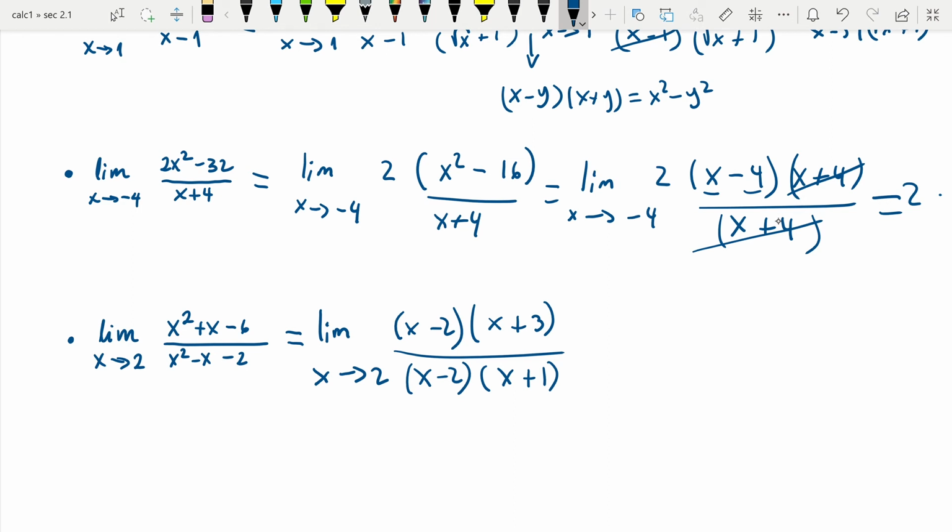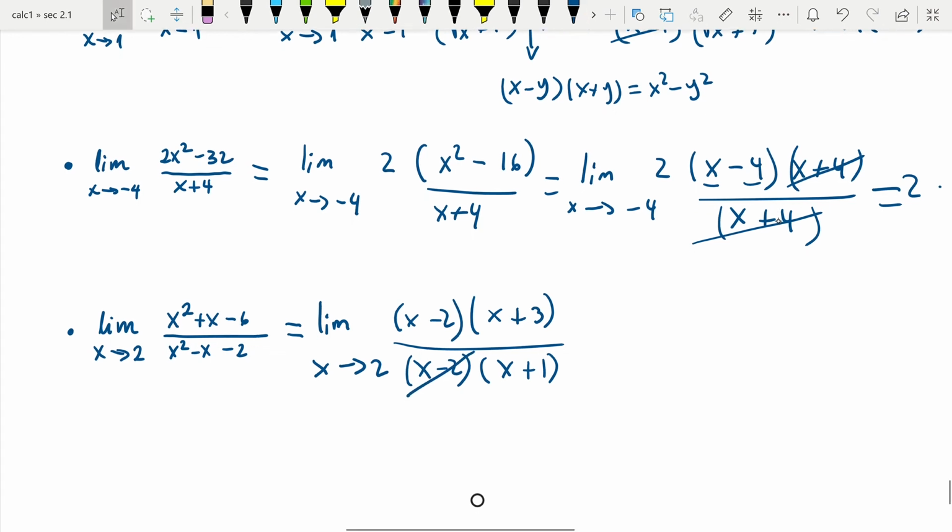Again, we are not allowing x to become 2. So x minus 2 is not equal to 0, so we may cancel these two terms. And now x plus 3 and x plus 1 are both well defined at 2. So we just plug that in, and that becomes 5 over 3. Okay, so our limit is now 5 over 3.